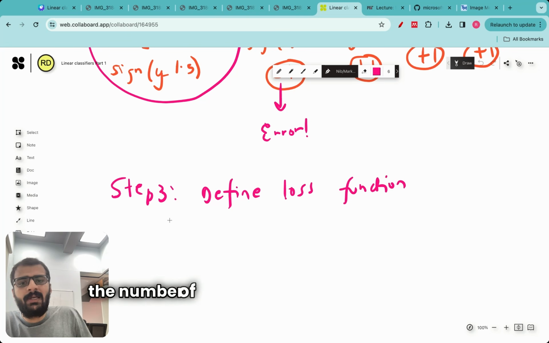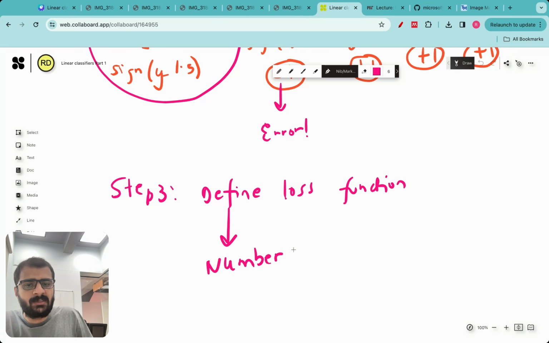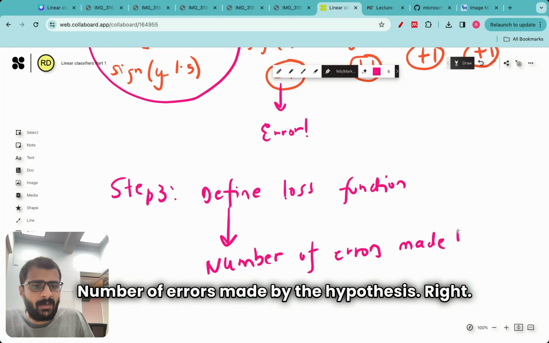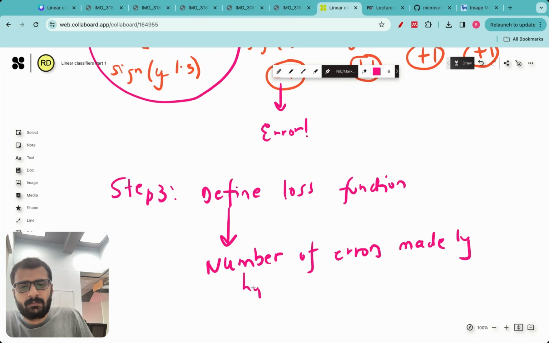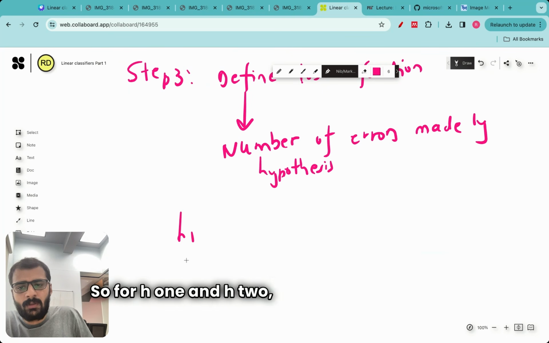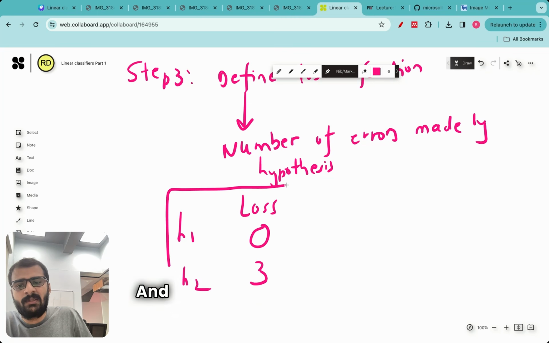And the way we will define it as the number of errors made by the hypothesis. Number of errors made by the hypothesis, right? So for H1 and H2, let's compute the loss. H1 makes 0 mistakes, so the loss is 0, and H2 makes 3 mistakes, so the loss is 3.